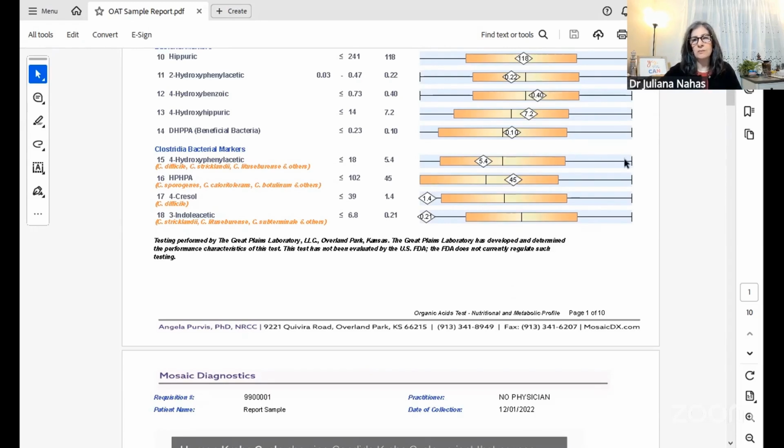So when you see them on this top side, twice as elevated or more than twice as elevated, those are troublemakers, and we definitely need to do all we can to kill off the Clostridia so that we're rebalancing the ratios of the microbiome.